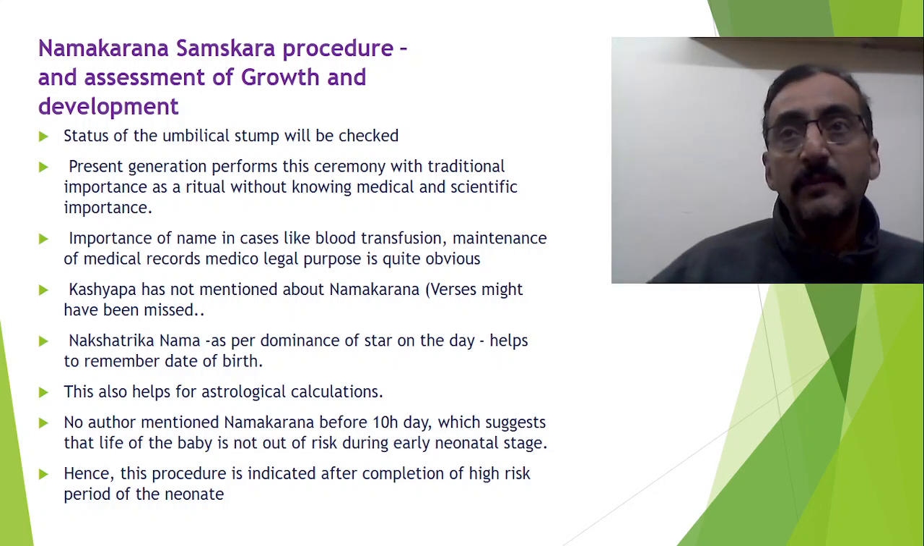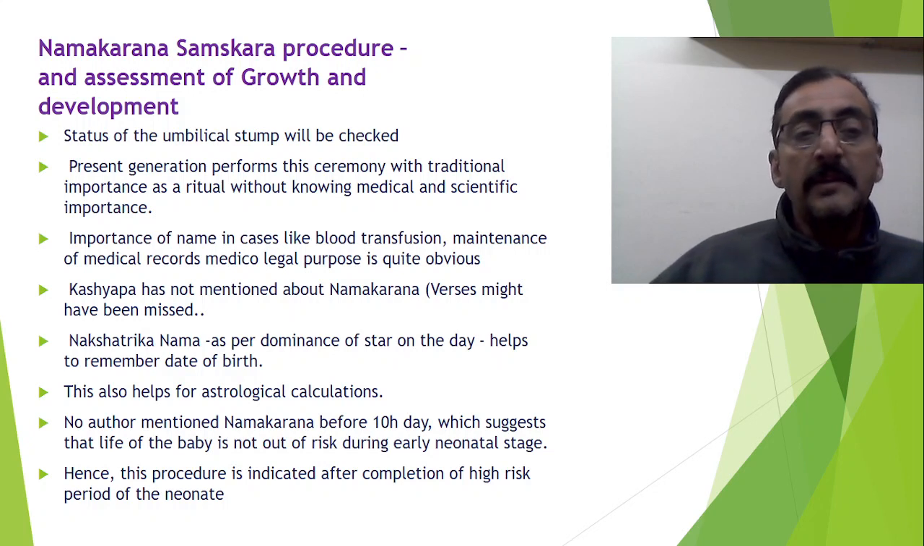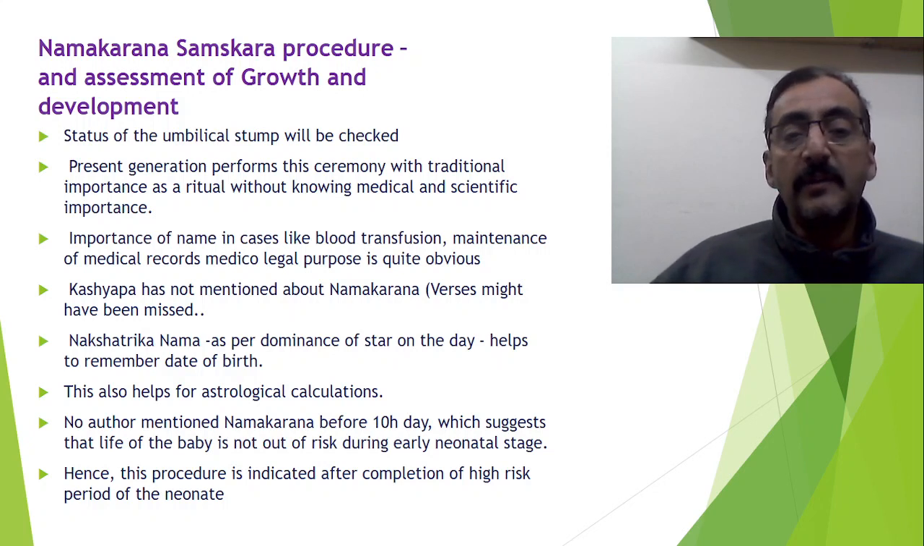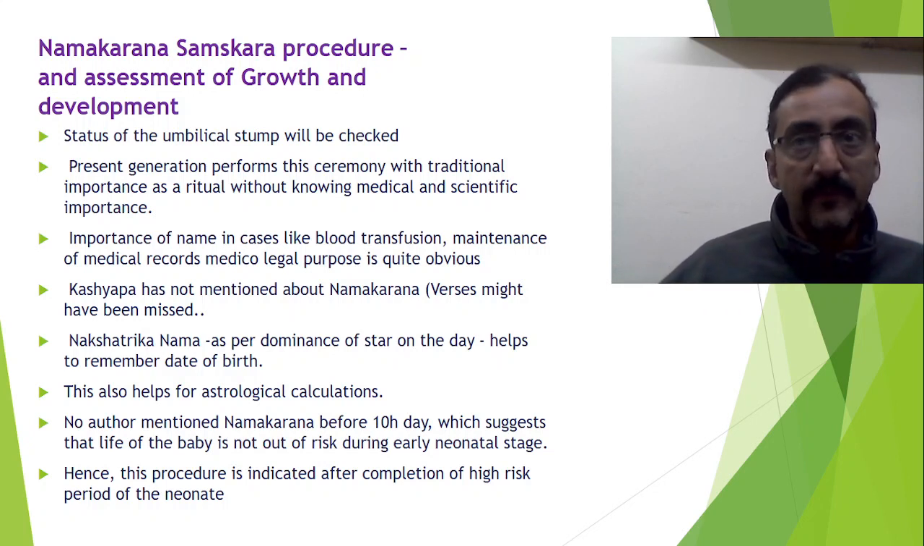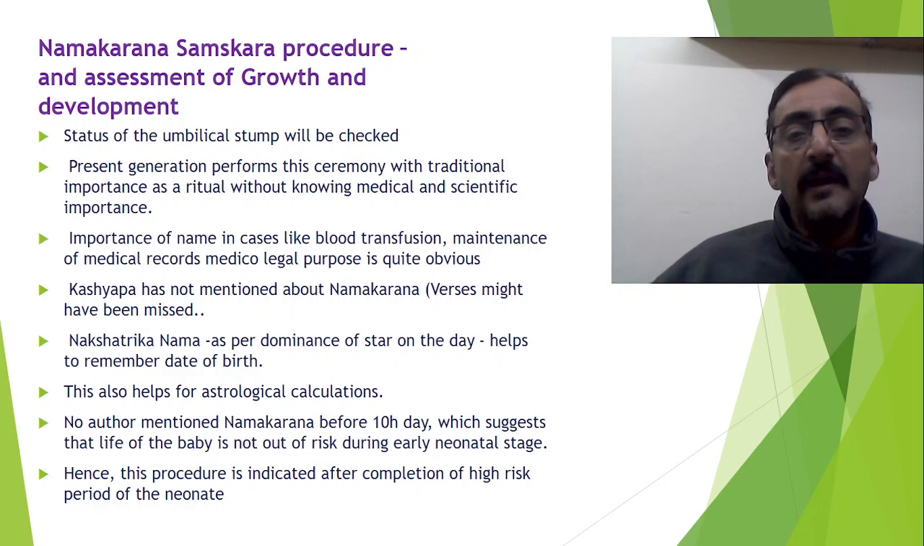Now, two types of names should be given. One is Nakshatrika Nama, and the other is Abhiprayika Nama. Nakshatrika Nama is given as per the dominance of the star on the day of delivery of the baby. Suppose the baby was born in a particular nakshatra. Each nakshatra has its own letters, and accordingly the name should be given from that particular letter. This helps to remember the date of birth and also the planetary and star position on the day of the birth.